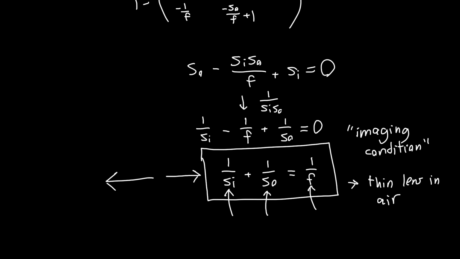So if we don't have a thin lens, or we're not in air, then we need to use the more general form of the imaging condition, which is that T12 is equal to 0. And this one will never lead you astray. So if you have the transfer matrix for a system, you can set T12 equal to 0, and then solve that equation, and that will give you where your image is formed.